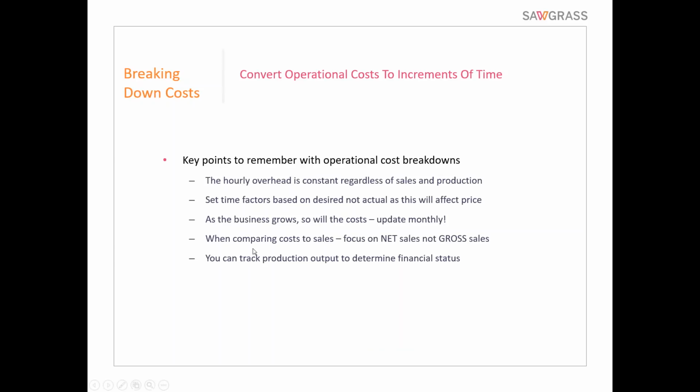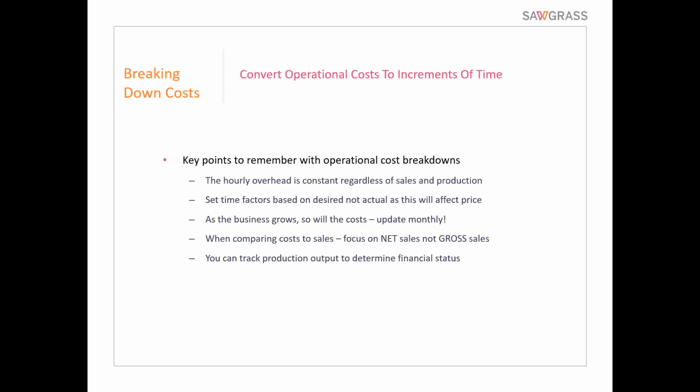Some of the key points: hourly overhead is pretty much constant regardless of sales and production. Your overhead can drop some if you're not producing, because you're not using as many supplies and consumables, but for the most part it doesn't drop much. So the hourly overhead is always there. As the business grows, the costs will too, and that's natural. If you're producing more, your costs are going to go up. The idea is that we're making more revenue, so we can cover all that.